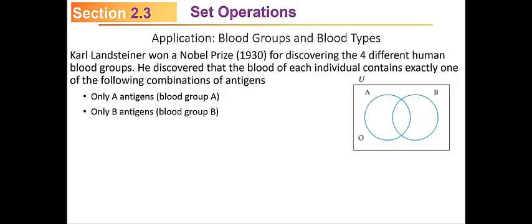If you have only B antigens, you're said to be in blood group B, and you'd illustrate that on the Venn diagram by shading the circle B, but not bleeding over into circle A at all. Or you could have both A and B antigens. That would be blood group AB. And if you have A and B, that would be the intersection. That would be the football-shaped region where A and B intersect.